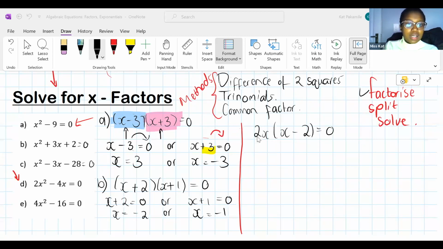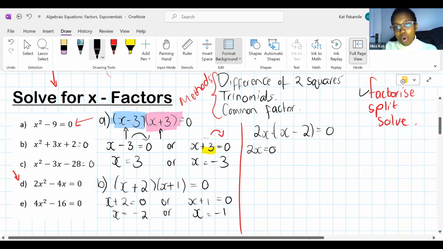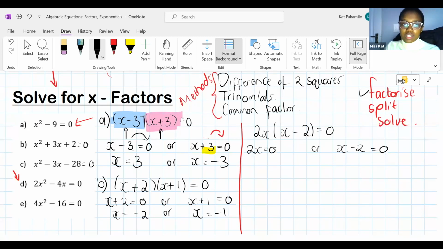Split. So how do we split it? We have our 2 factors. Our 2 factors are 2x equals 0 or x minus 2 equals 0. So when you say factors, we mean those 2 things that you multiply. Those are the ones that you are splitting.